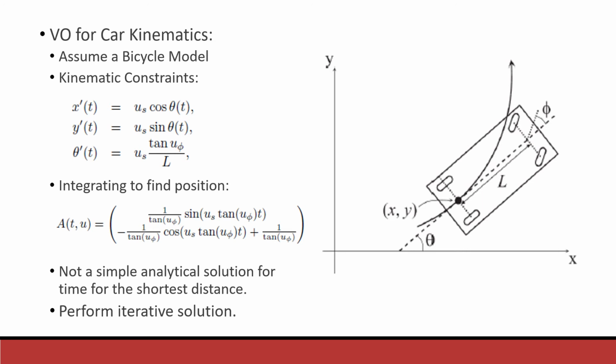Here let's understand it for the non-holonomic robot. Here we consider the bicycle model, and we can observe that the system is fairly complex to solve. While integrating, we find that the position vector looks something like this, and the minimum time which we found for the holonomic case, for the non-holonomic it's not a simple solution, and hence we decided to do this solution iteratively.